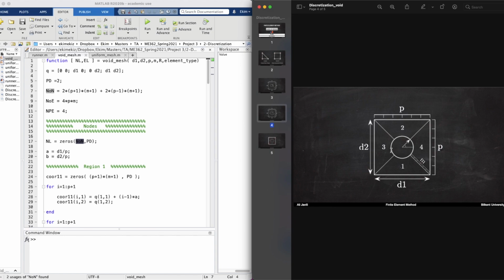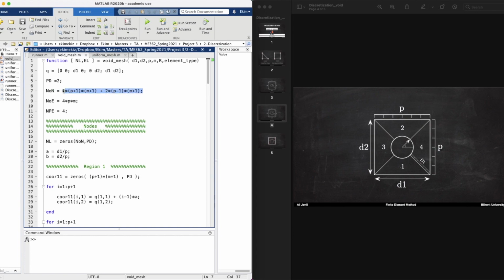And for regions 3 and 4, now we don't have the diagonal nodes, right? So this p plus 1 here should be p minus 1, because now we're subtracting 2 for each diagonal. So for regions 3 and 4, we should have p minus 1 times m plus 1 nodes. And that is exactly what we have here. So this 2 times p plus 1 times m plus 1 covers regions 1 and 2. And this one, 2 times p minus 1 times m plus 1, covers regions 3 and 4.